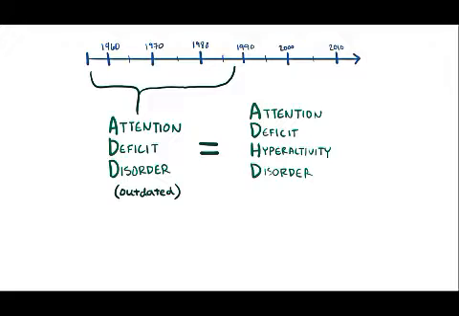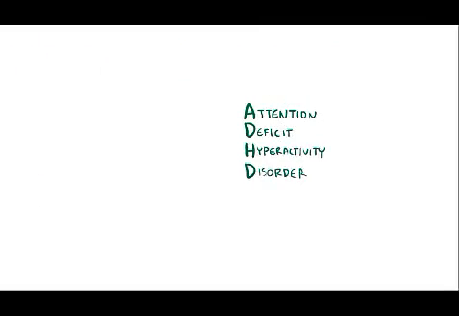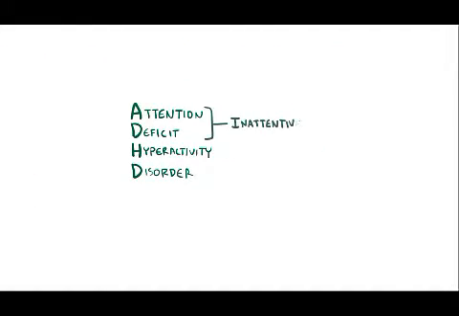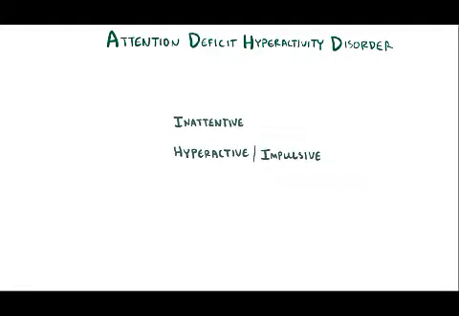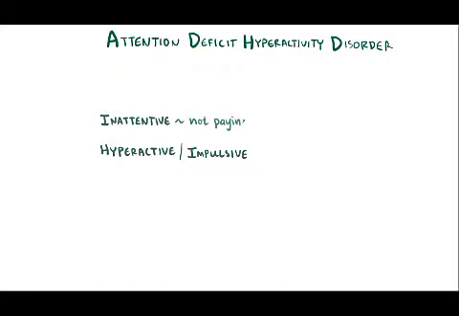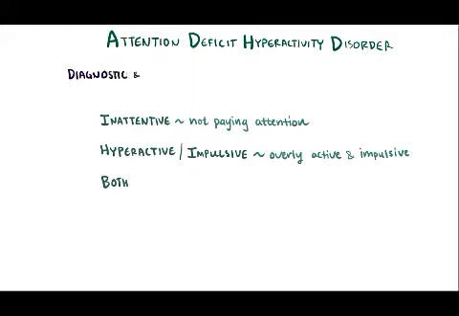ADD is an outdated term used prior to 1987, after which it evolved into ADHD to encompass more of the symptoms that people with ADHD often experience, which, in addition to being inattentive, includes both hyperactivity and impulsiveness. So somebody might be diagnosed with ADHD because they have symptoms related to not being able to pay attention, but they might also be diagnosed with ADHD if they have symptoms related to being overly active and impulsive. They might also have ADHD if they have symptoms of both.